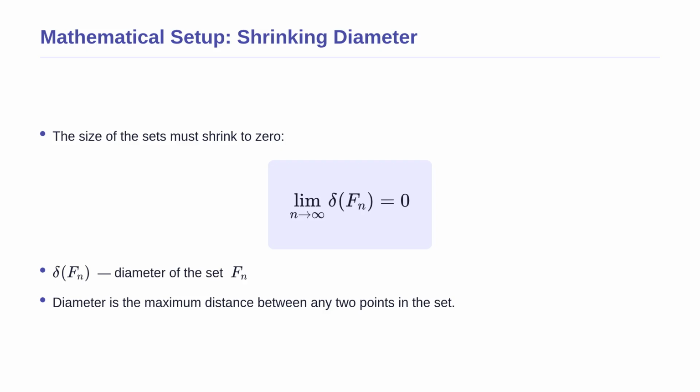Physically, this means that as we go deeper into our sequence, the sets are getting infinitely small. Because they are shrinking down to absolutely nothing, they must be squeezing tightly around something, which sets the stage for finding our unique point.